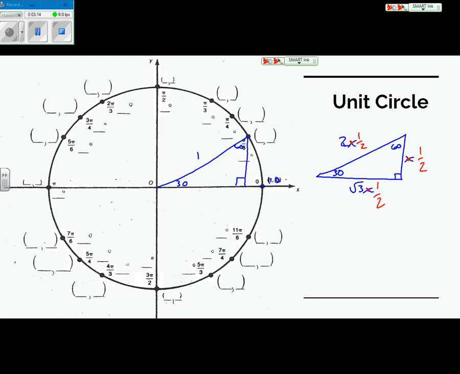Do you guys agree that if I make the x 1/2, that makes my hypotenuse 1, right? What does that make my right side over here? Just 1/2. And what does that make the bottom side? Okay, I'm going to call that the square root of 3/2 then.